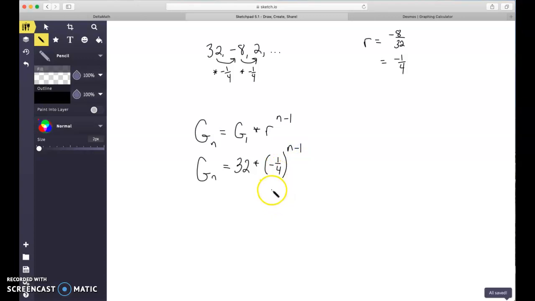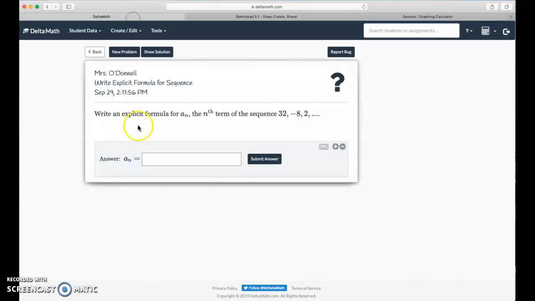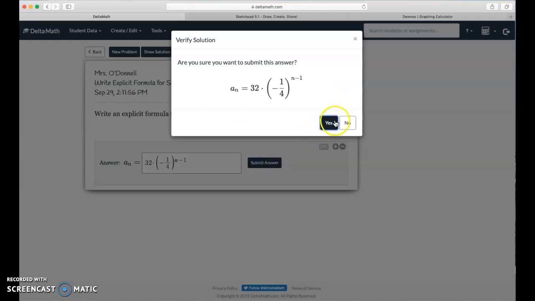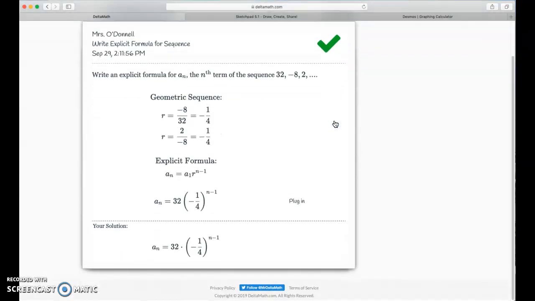I'm not sure if Delta Math wants us to simplify it down any further, so at this point, let's just type it in and see what they give us. So it equals 32 times -1/4 raised to the power of n minus 1. So 32, I'm going to hit Shift 8 to get multiplication. I'm going to use my parentheses, -1 divided by 4, close those parentheses, and then I'm going to hit Shift 6 to type in my n minus 1. All right, and submit. Let's see what Delta Math says. All right, they took it.